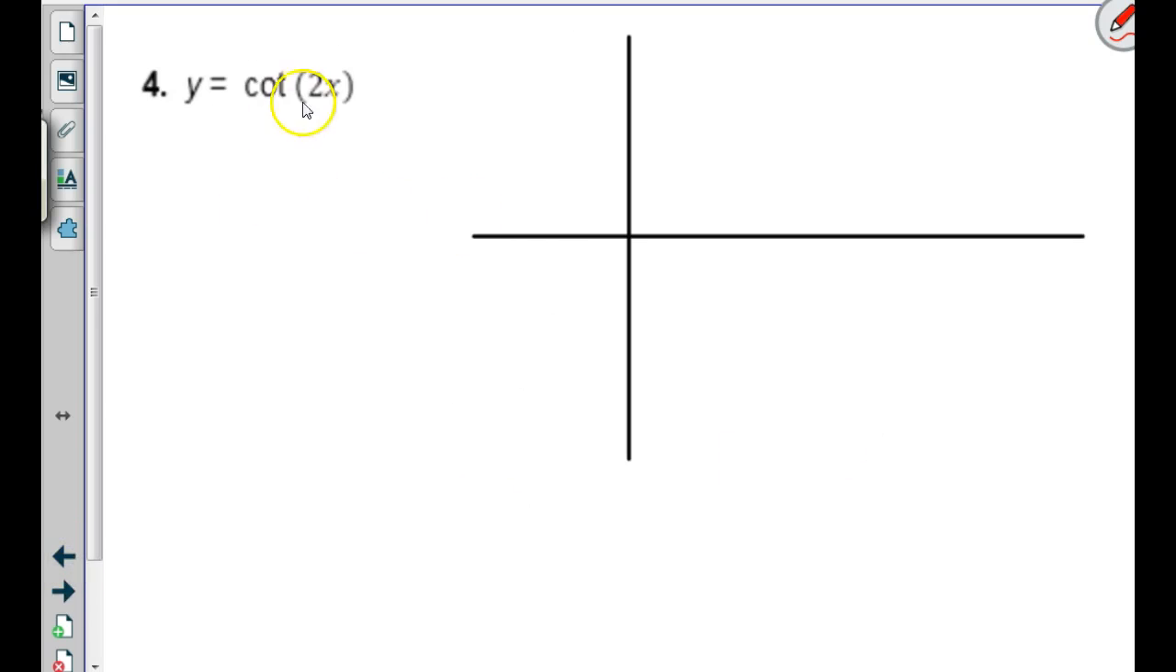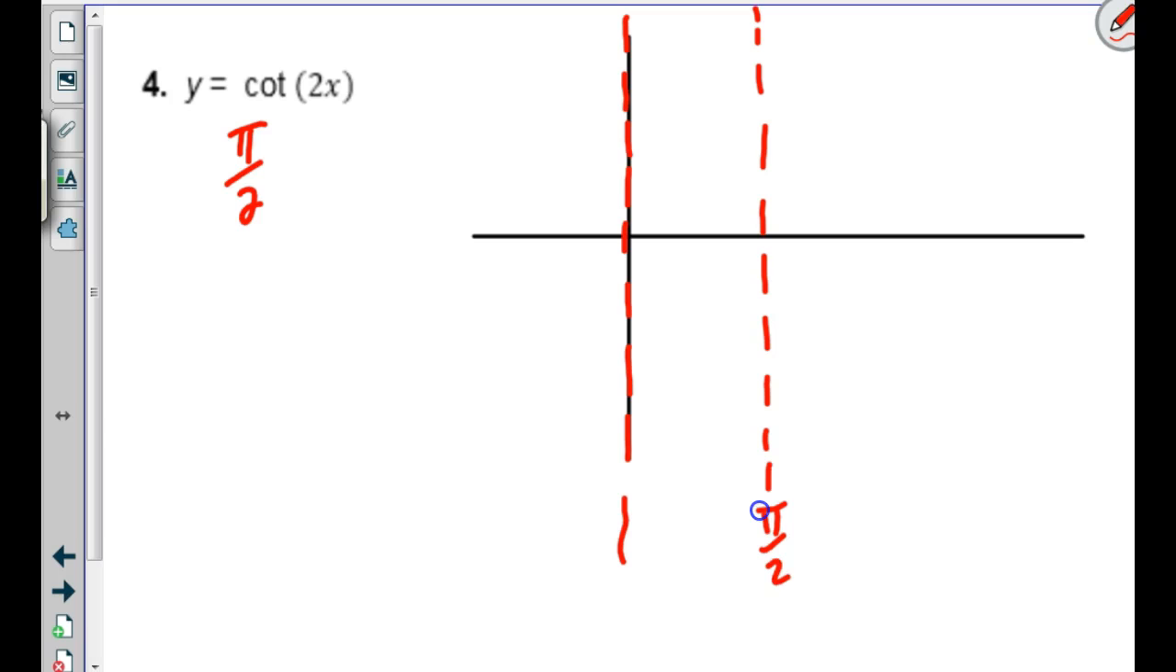Okay. Real quick, cotangent. The period is normally pi, so it's going to be pi over 2. But remember, this is an asymptote for cotangent. So the next asymptote is a period later, which is going to be pi over 2. And the next one would be a pi over 2 later, so that would be pi. What is the other thing cotangent does besides it shifts over and has a different asymptote?